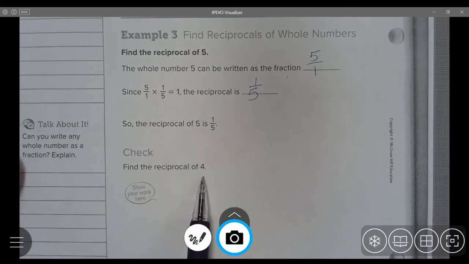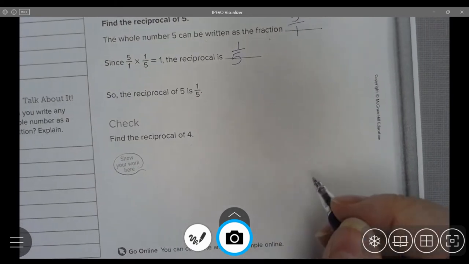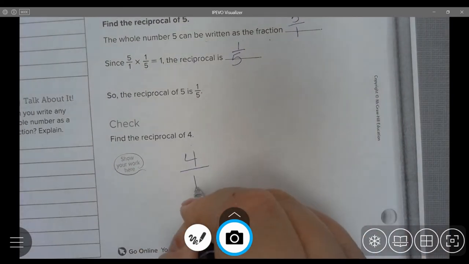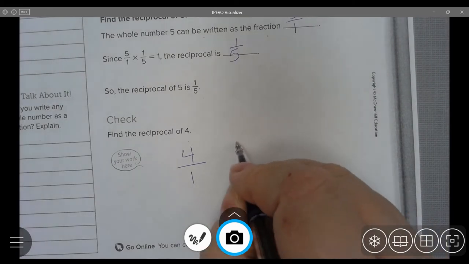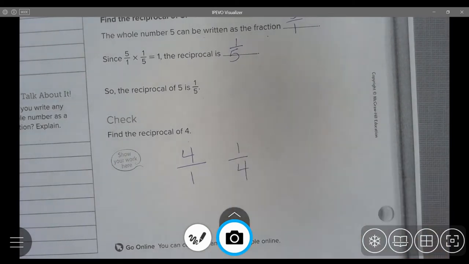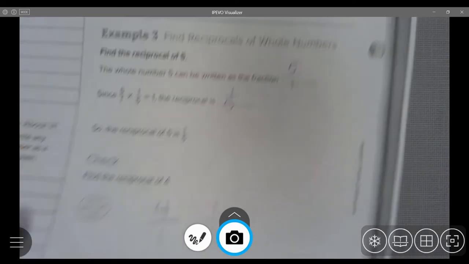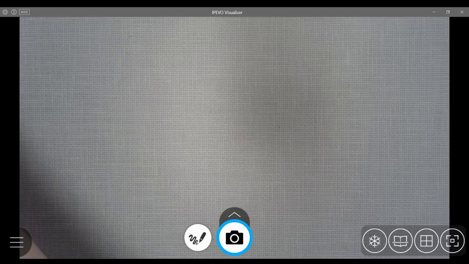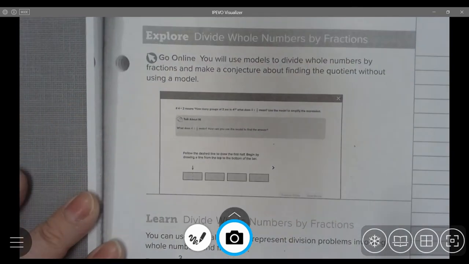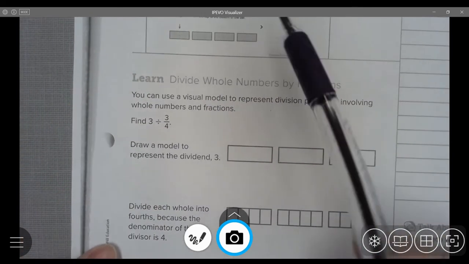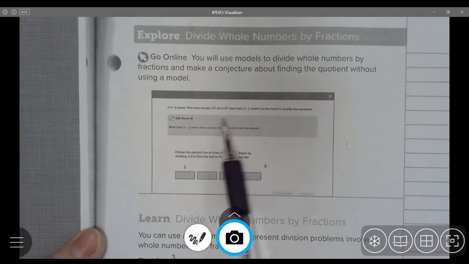What's the reciprocal of 4? So we know 4 as a fraction would be 4 over 1. The reciprocal would be 1/4. Continuing on, we are on to page 157. Page 157 at the top. This is something that you may be doing in class.